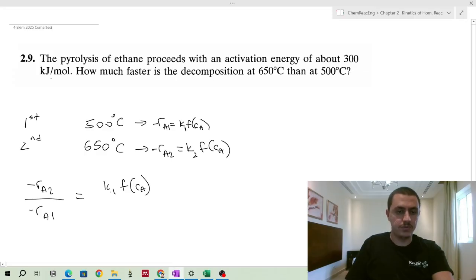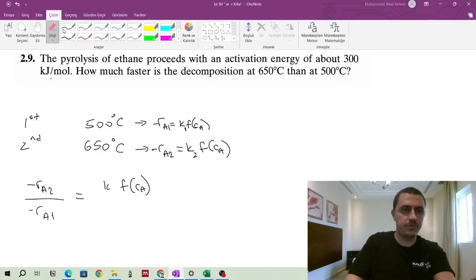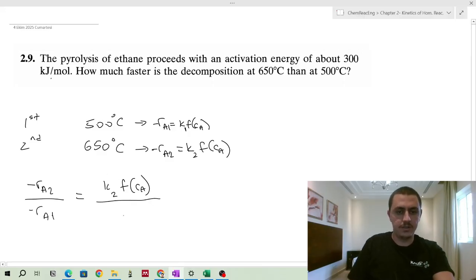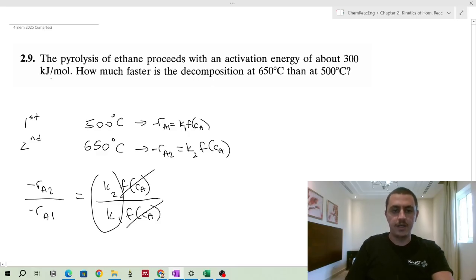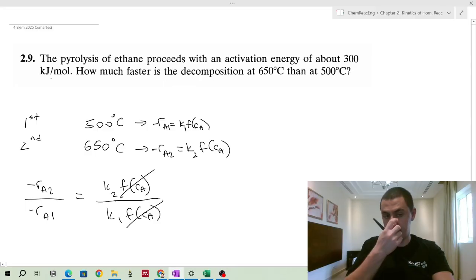K1, I'm sorry, this is K2. On the numerator, we have K2, and denominator, we have K1 f(CA). Anything related to concentration, that term will cancel each other. We have temperature change between two reaction rates, okay? So we can say that this K2, if we remember from the reaction rate term, depending on the activation energy and temperature, it's just an exponential function, right?